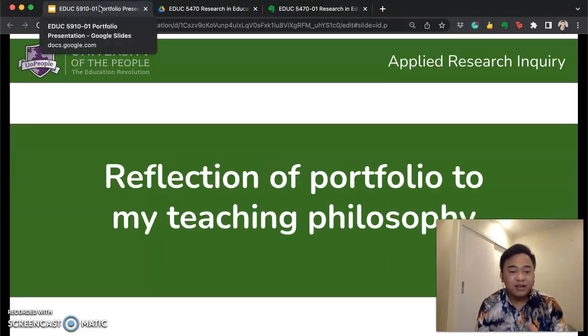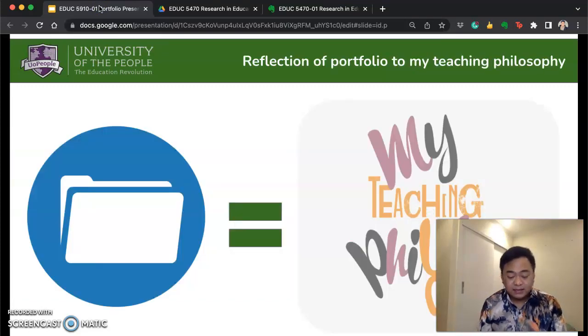Okay, so here's my reflection of my portfolio to my teaching philosophy. As I've been teaching for almost 10 years already, I always believe that we should prepare our students to be able to develop problem solving and decision making skills.